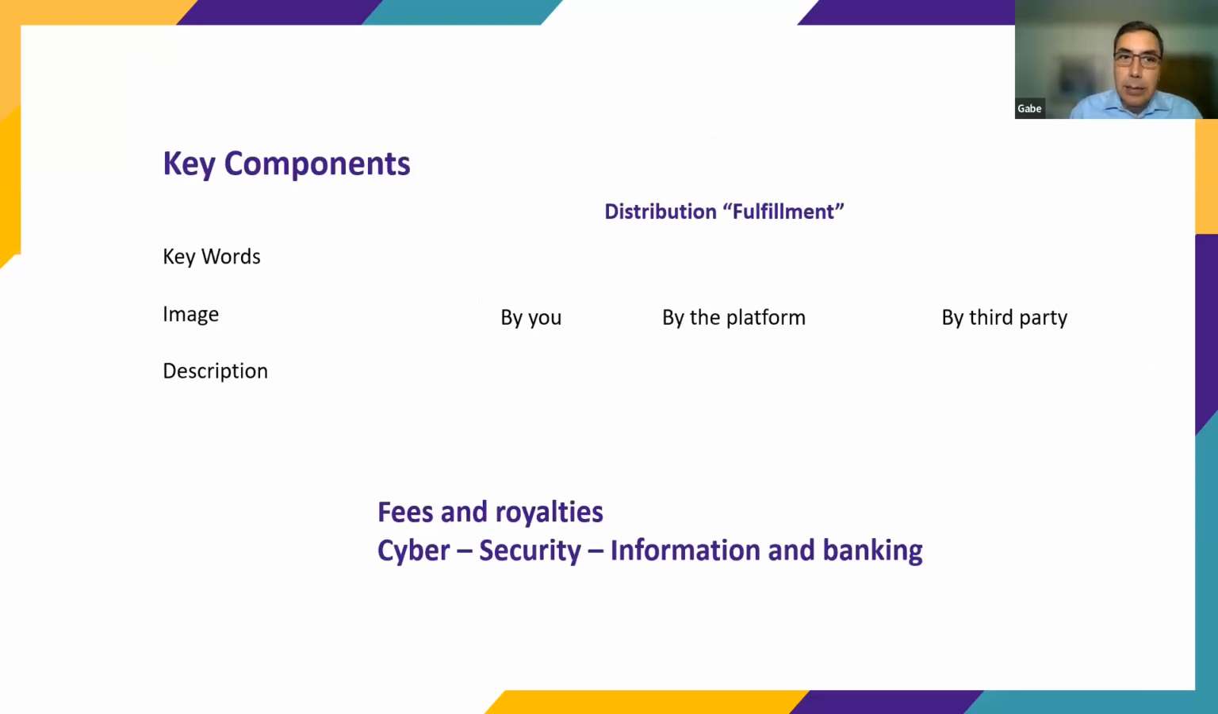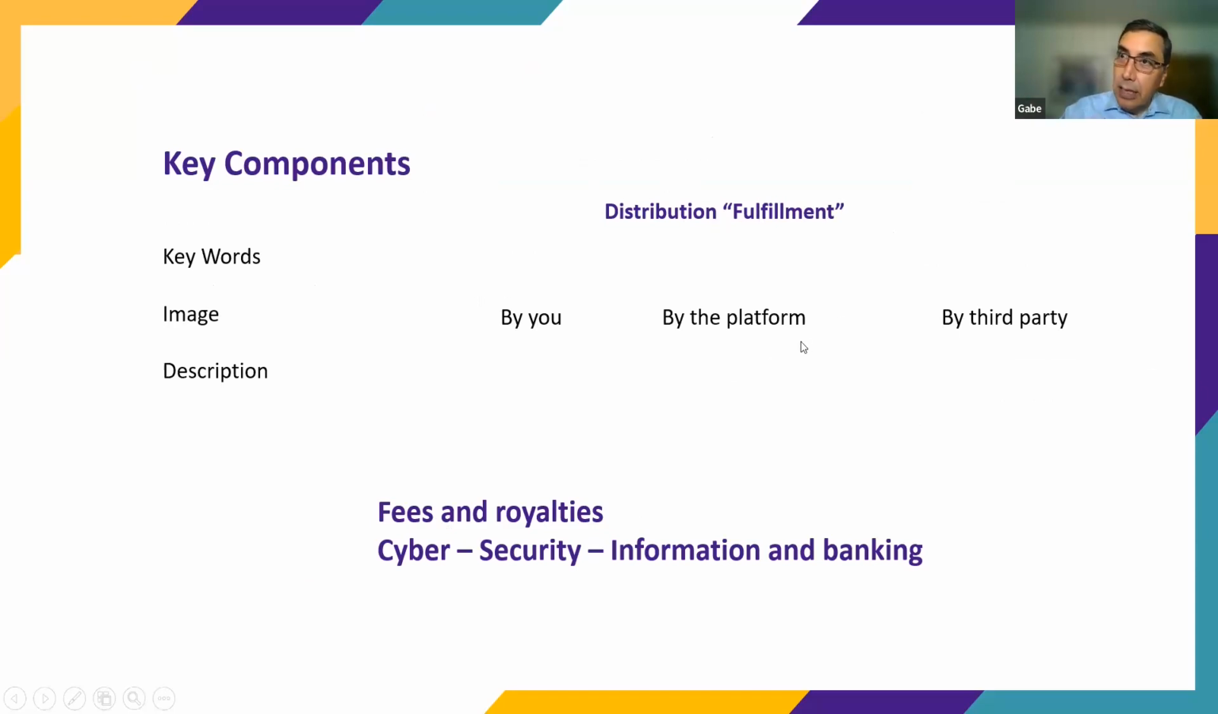And again, as I said, the key components of any website: keywords, images, and descriptions. We're going to talk about descriptions right now. Make sure that the distribution, or what's called the fulfillment, is going to be by you. You're going to pay the fees to the mailer and you're going to mail it. Or it's going to be by the platform.